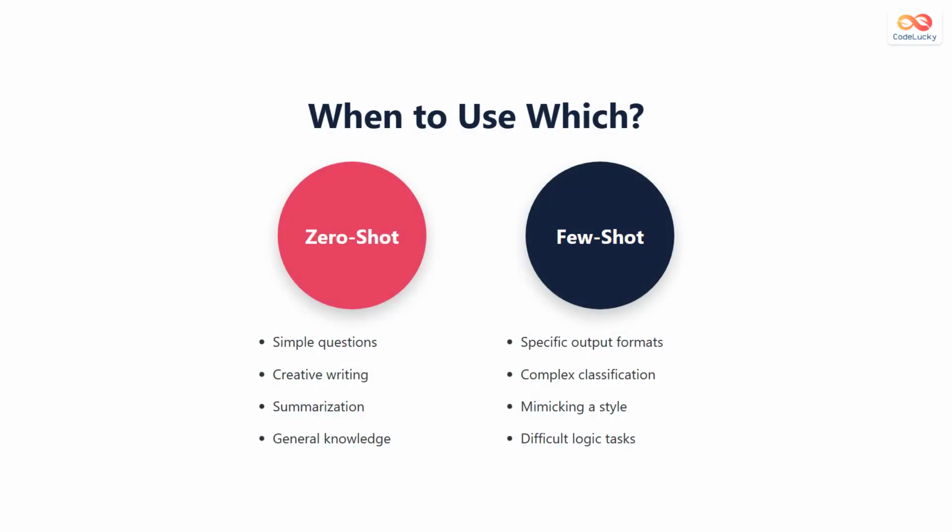So which should you use? Stick to zero-shot for quick, creative, or factual questions. Switch to few-shot when you need strict formatting, complex classification, or when you need the AI to mimic a specific style or logic pattern.